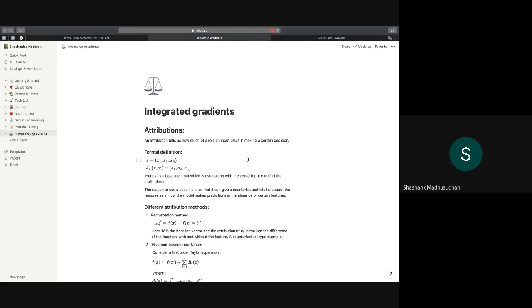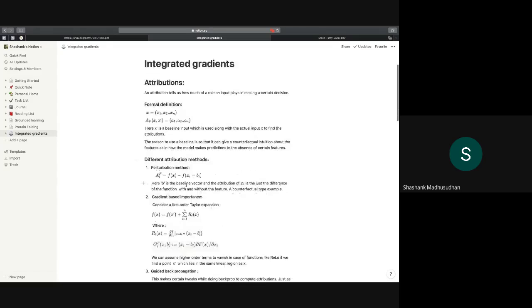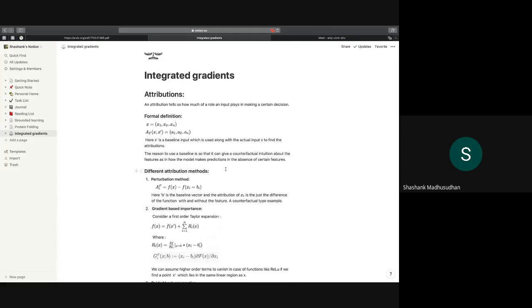Or how each pixel is contributing to the final output. So for that, these guys come up with their own novel method called integrated gradients. So the formal definition of attribution, you can see that here. If it's an n-dimensional input, each dimension has an attribution. And they use a reference or a baseline called X bar.